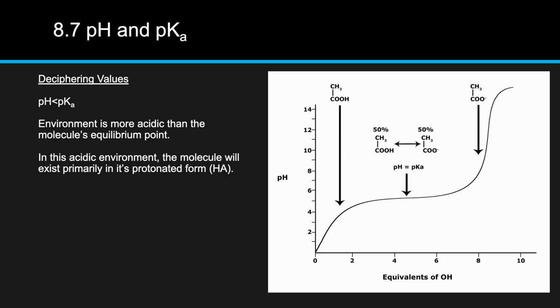Now, essentially what you have to be able to do through this lesson is if you know that the pH is less than pKa, then you need to know that you're going to have more acetic acid than you would acetate in solution, which means you're going to have a more acidic solution.